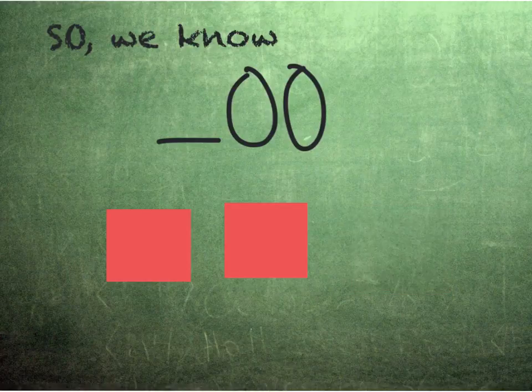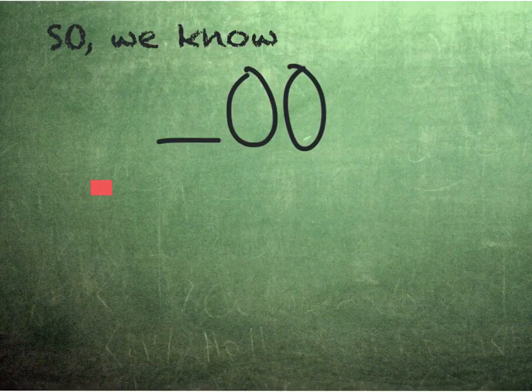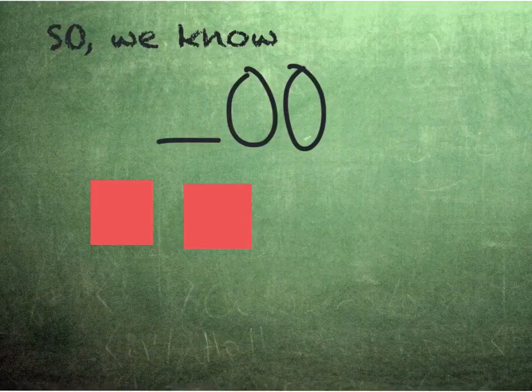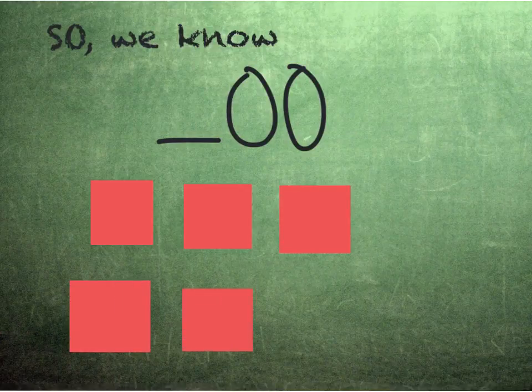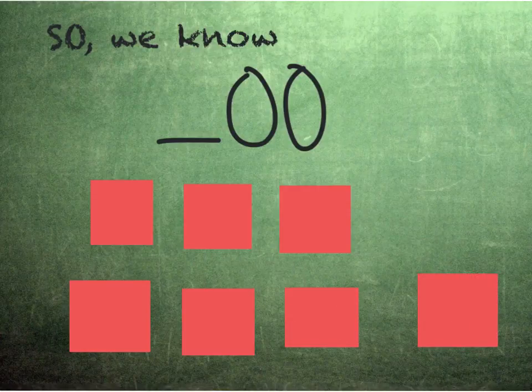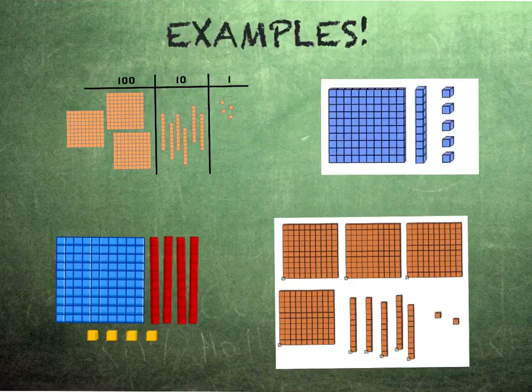So let's try another example. We have 1, 2, 3, 4, 5, 6, 7 flats. What number is that going to represent in the hundreds place? Well, because we have 7 flats or 7 groups of 100, we know that it's going to equal 700. And there you have it.